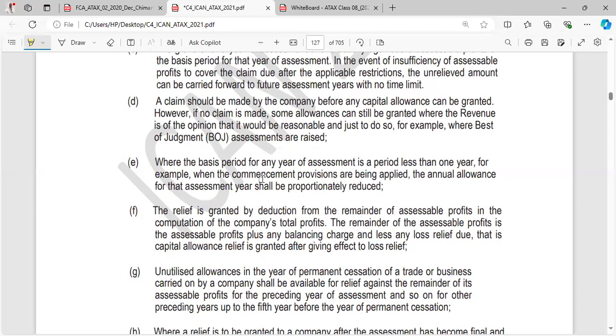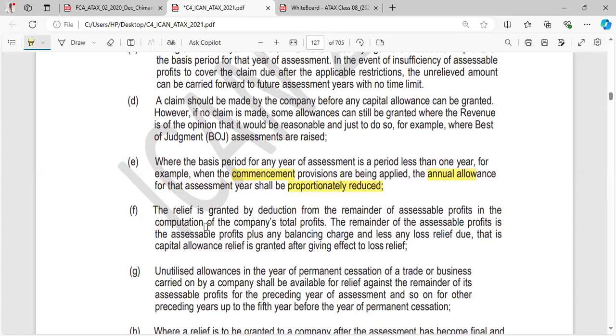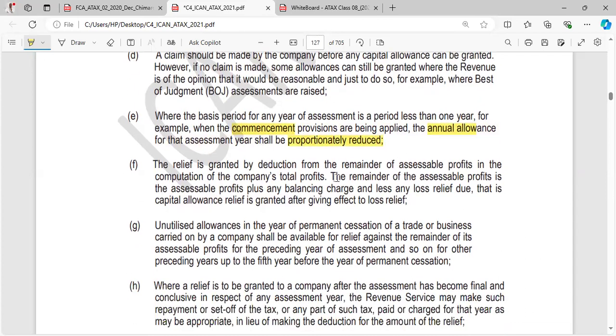Now, where the basis period for any year of assessment is less than 1 year, for example, during commencement or cessation, the annual allowance for that year shall be proportionately reduced. The relief is granted by deducting from the remainder of the assessable profits in the computation of the company's total profit. Now, when we say remainder of the assessable profit, it means that it's possible that you may have two assessable profits, right?